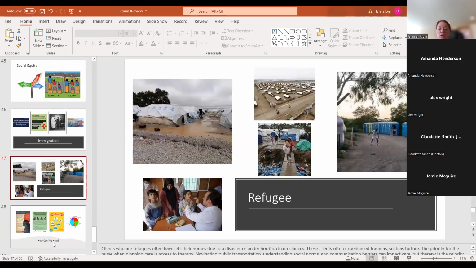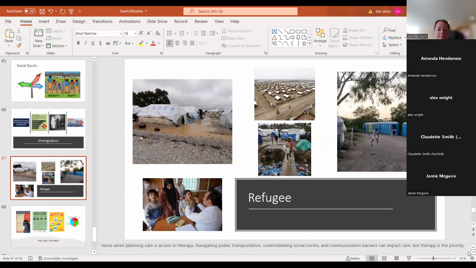Refugees are clients who have left their home, usually because of a disaster or horrific circumstance. So this is like the Afghani people that I just told you about. They experienced trauma. One of the families was hidden under planks of wood for a week before they could get out. So our priority is going to be accessing care and therapy and making sure that they can get some help for what they've experienced. Okay. Our priority with these refugees is always going to be their therapy because of the trauma they've gone through.